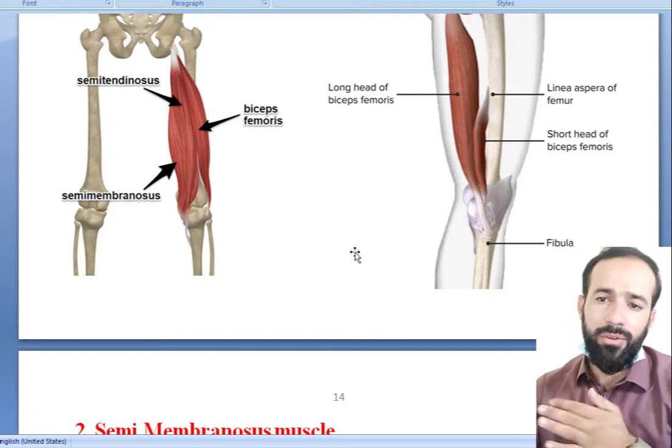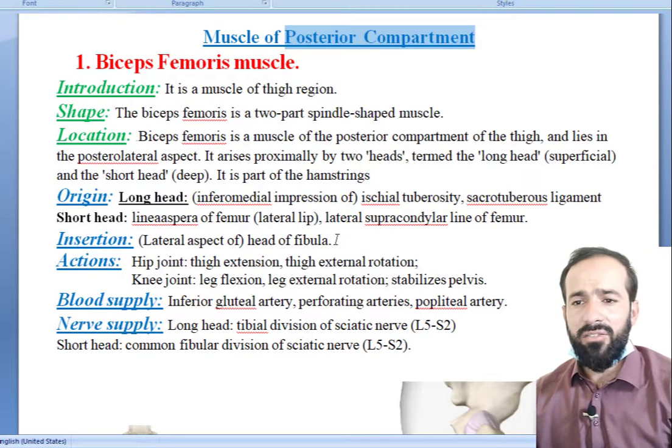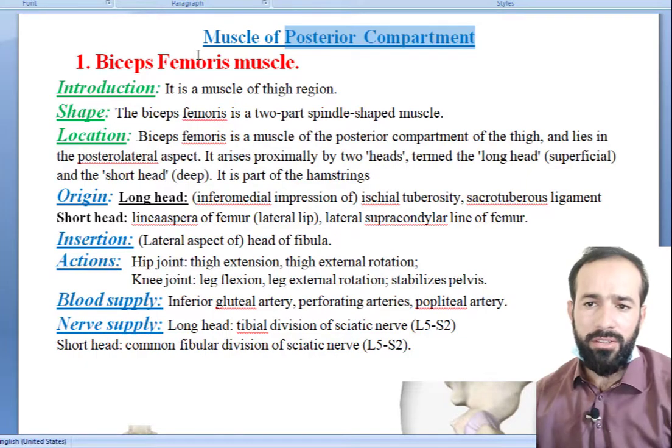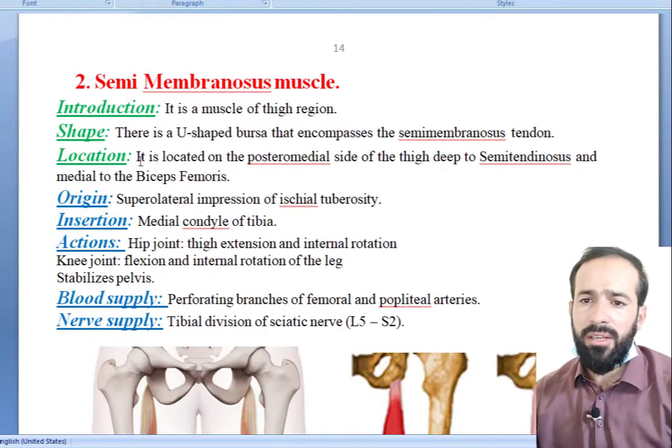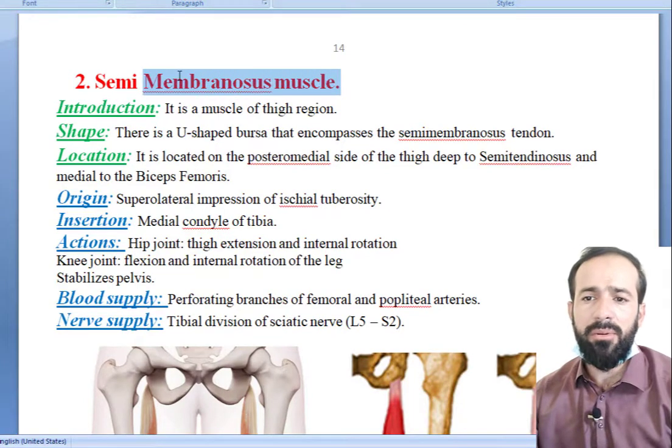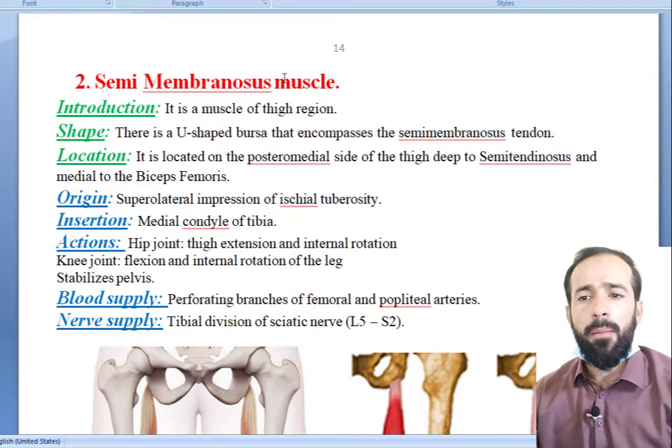Hello dear friends, we are recording about the muscles of the posterior compartment of your thigh region. The first muscle was the biceps femoris muscle. Now the next muscle here is semimembranosus muscle. Semi means little bit, half, membranous.